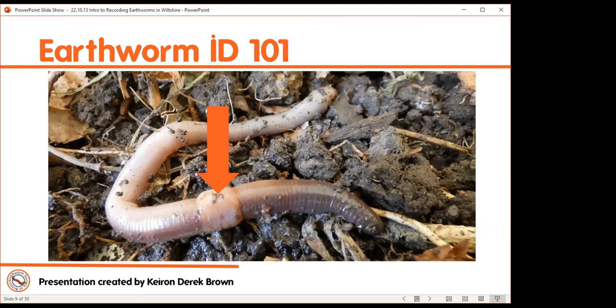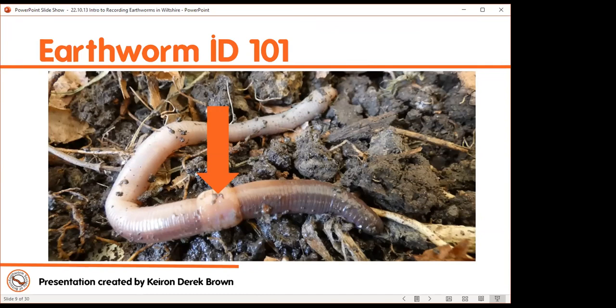First of all, it tells us which end is the head. So the clitellum is always closest to the head end. So in this one here, we can see that the head end is here, tail end is there. It also tells us that this earthworm is an adult. So adult earthworms have the clitellum. When they're juveniles, the clitellum hasn't fully formed yet.